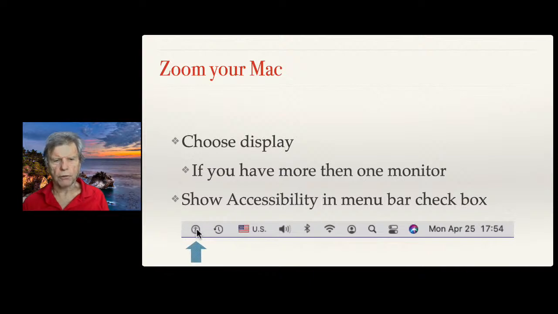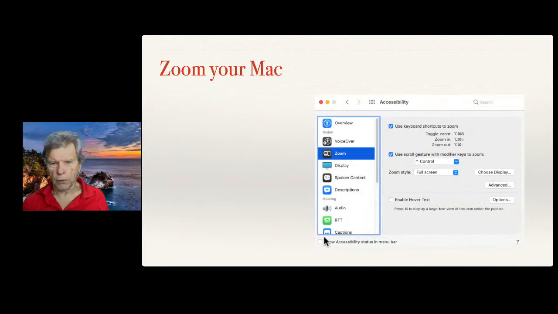So it's the same little stretched out person. So you can get to this instantly without having to go to the Apple menu, to System Preferences, to Accessibility. You just click on the accessibility icon in your menu bar. So that checkbox is right here at the bottom. Show accessibility status in the menu bar.